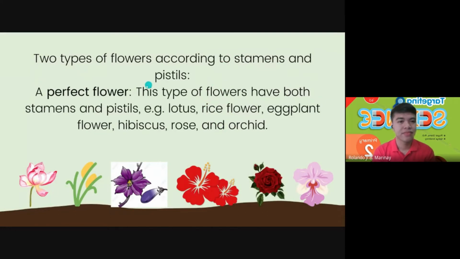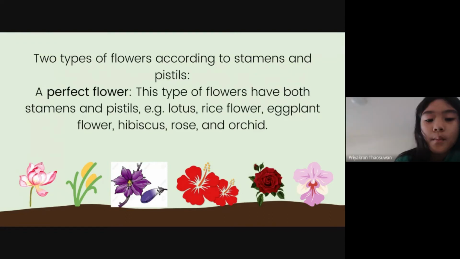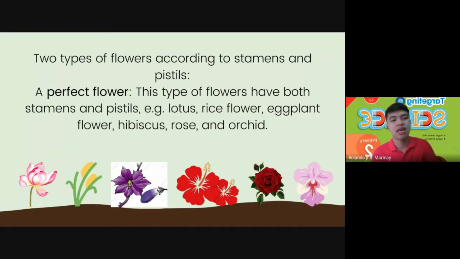Okay. There are two types of flowers according to stamens and pistils. When we look at the stamens and the pistils, there are two classifications, or two kinds of flower. Two types of flower. The first one is the perfect flower. Say perfect flower. Perfect flowers. The perfect flower has both stamens and pistils.